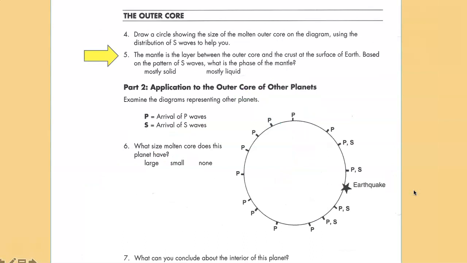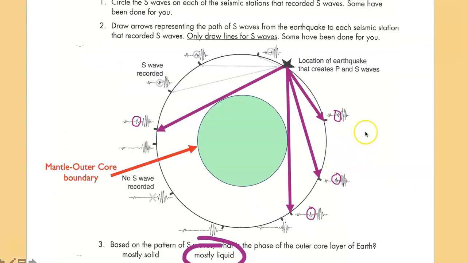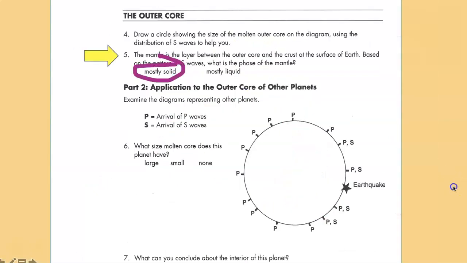It then says that the mantle is the layer between the outer core and the crust, and based on the S wave patterns, what is the phase of the mantle? Let's go back and take a look. Well, the S waves are traveling through the mantle, which is this white region here. So the mantle must be mostly solid.